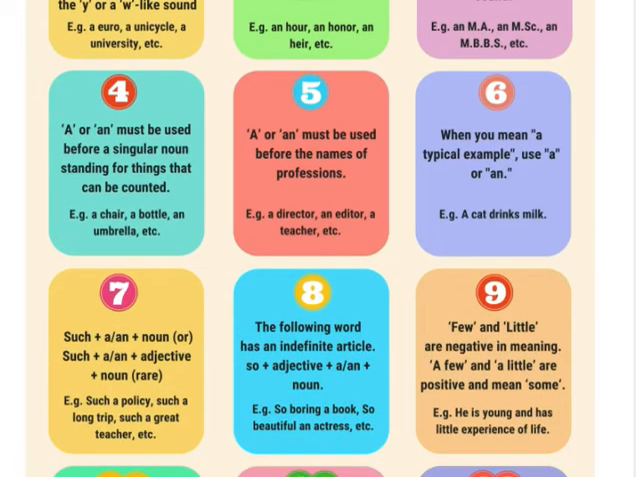A or an must be used before a singular noun standing for things that can be counted, like a chair, a bottle, an umbrella, etc. A or an must be used before the names of professions: a director, an editor, a teacher, etc. When you mean a typical example, use a or an. A cat drinks milk.